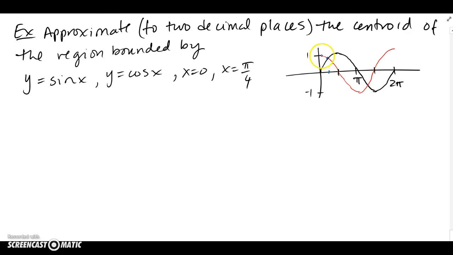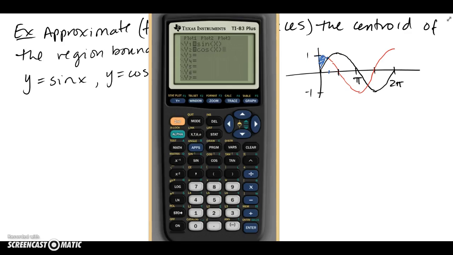So it looks like if I were to do this by hand, this is the region I'm interested in, but we'll go look at it with our TI also. So I got sine x, cosine x, and for my window I'm going to go from 0 to pi over 4, because those are the x values that they gave me.